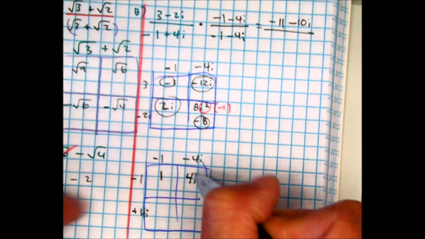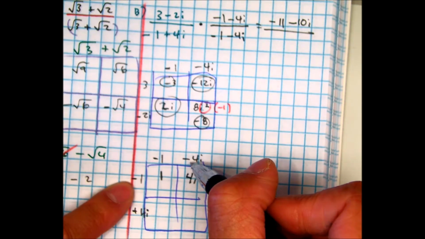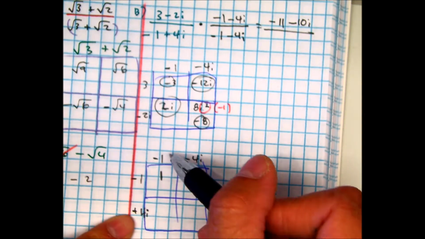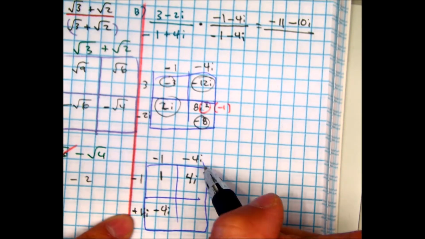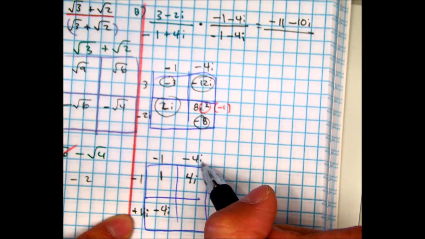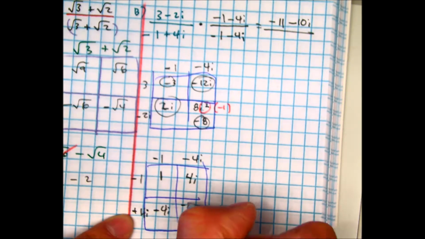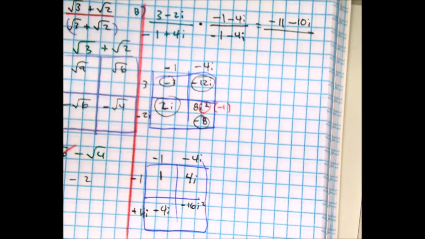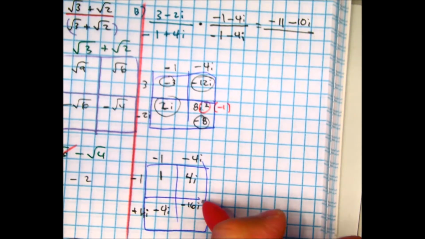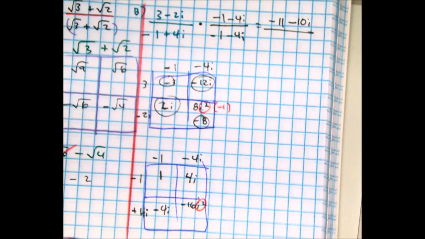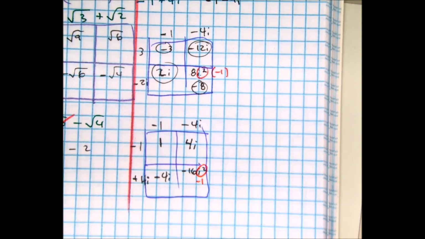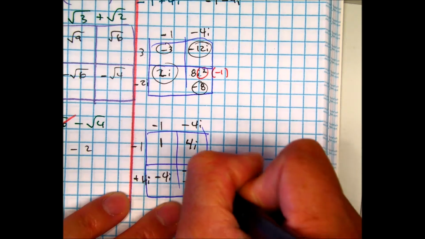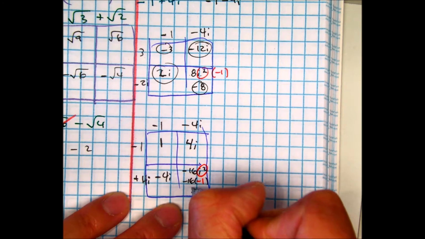Positive. Negative times negative, yes? 4i times negative 1. And 4i times negative 4i. Negative 16i squared. i squared becomes what? Negative 1. So I have negative 16 times negative 1, which is 16.